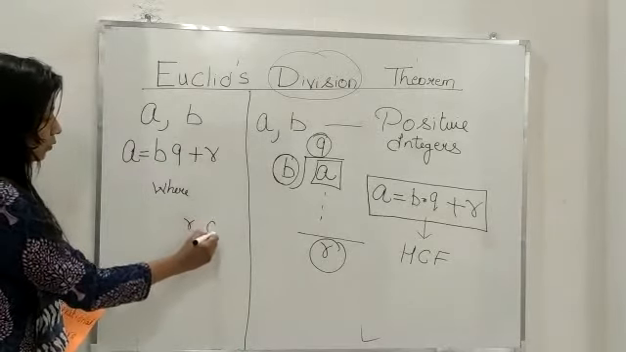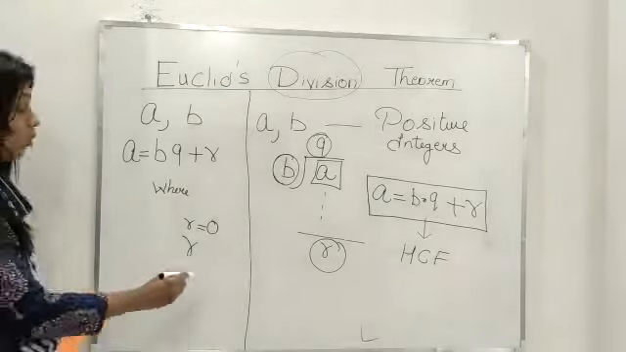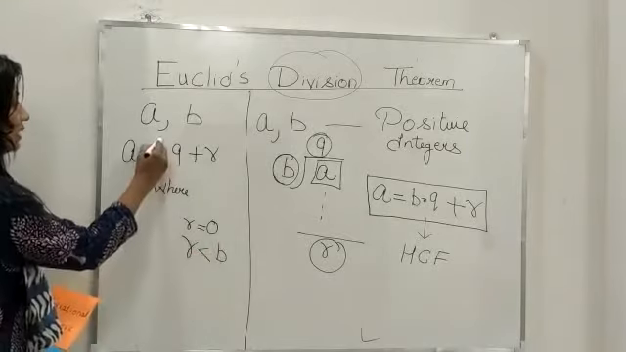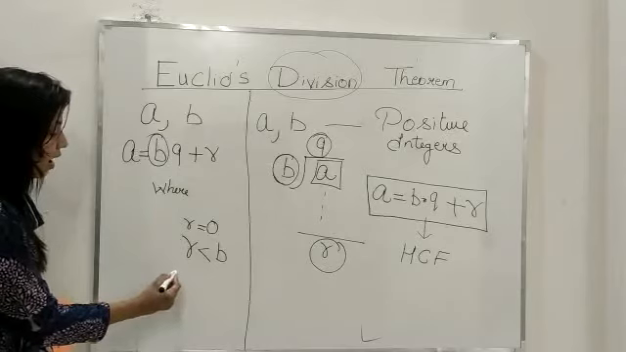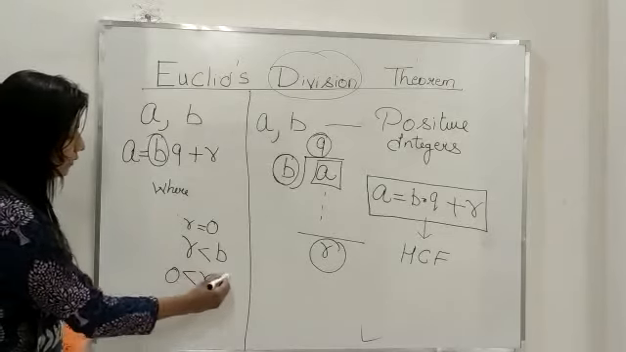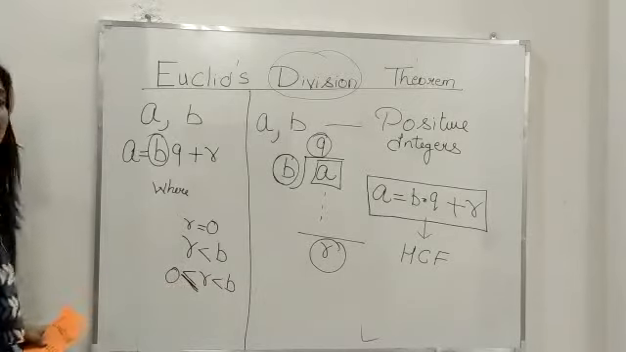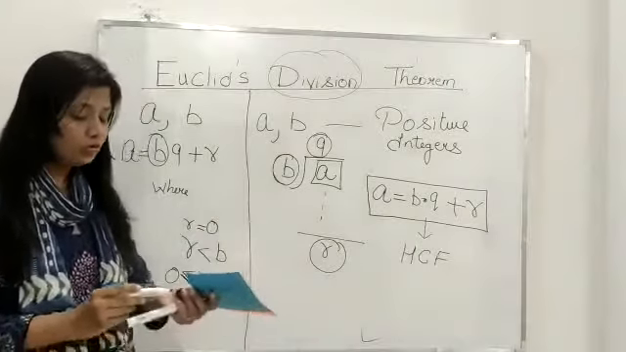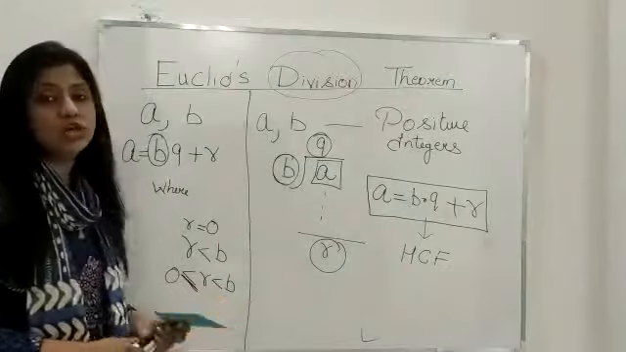0 or your remainder R will be less than your divisor, that is B. So I can write R is between 0 and B. It can also be equal to 0, so I will put an equal to sign here. Now let's see how to find HCF using Euclid's division theorem.